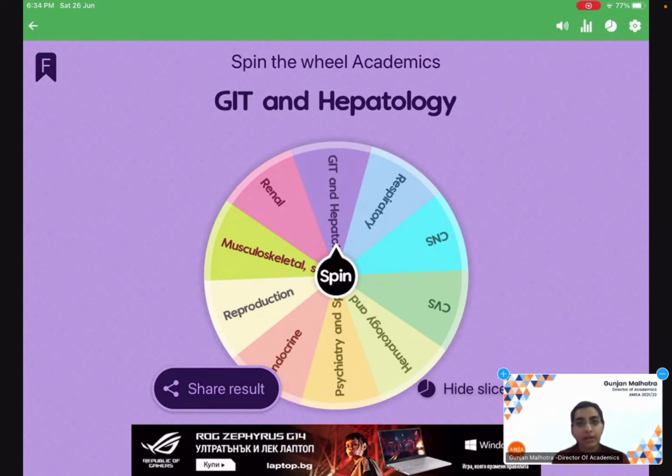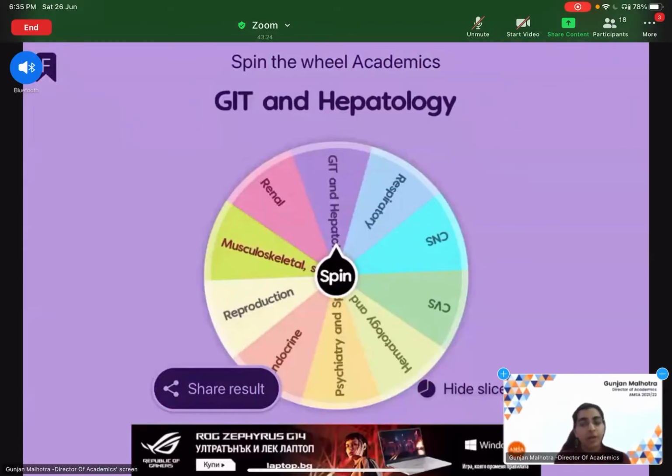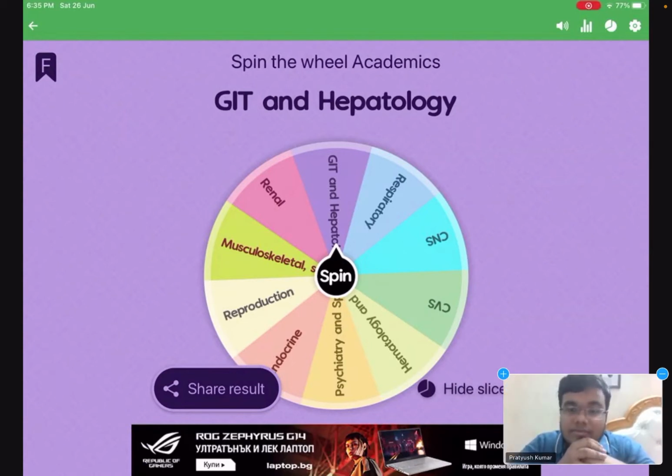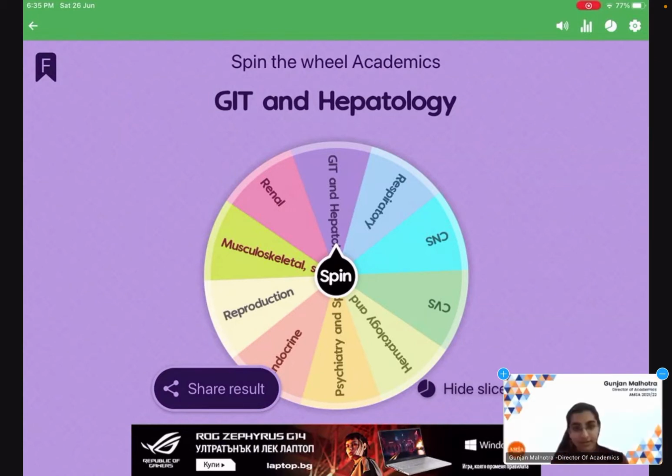All of the following are causes of drug-induced esophagitis except: potassium chloride, iron, tetracyclines, cephalosporins, bisphosphonates. Okay, so I think the answer should be cephalosporins because I don't think they cause drug-induced esophagitis. The cephalosporins, my answer would be.